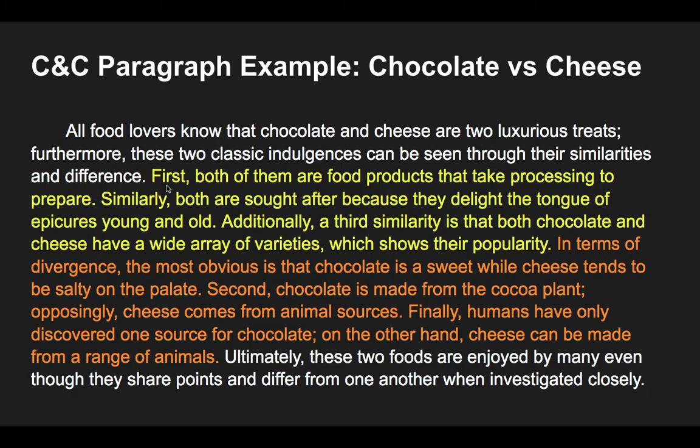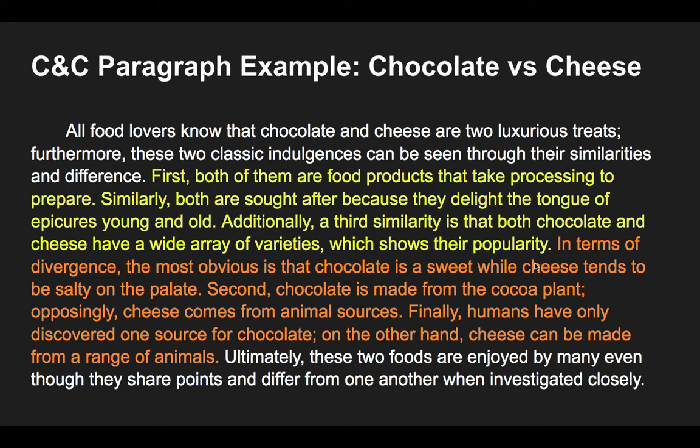Okay, let's move into the next bit. First, both of them are food products that take processing to prepare. Similarly, so there's one of our cues, both are sought after because they delight the tongue of epicures, young and old. Epicure is a vocabulary word that means a person who appreciates fine foods, just to let you know. Additionally, there's another one of our cues. A third similarity is that both chocolate and cheese have a wide array of varieties, which shows their popularity. So we've got a which clause in there, and everything's moving along nicely.